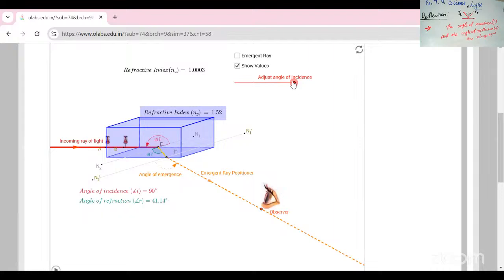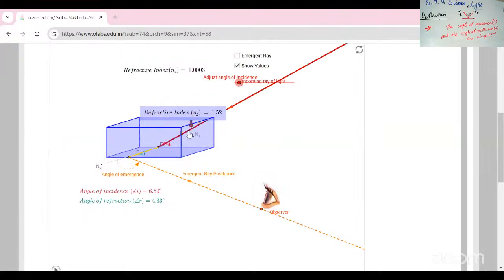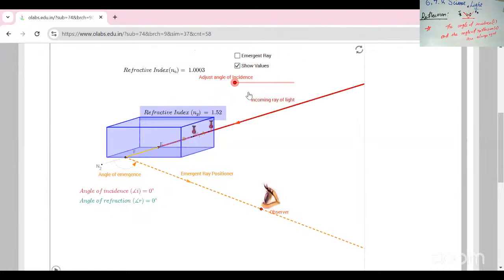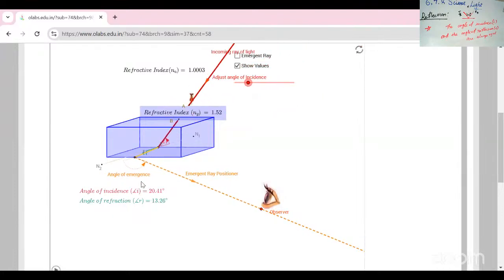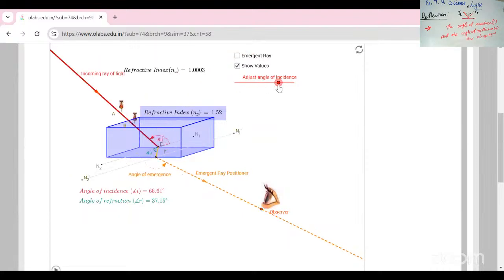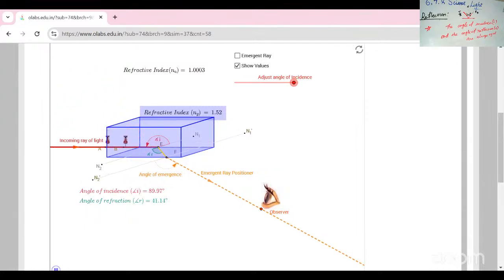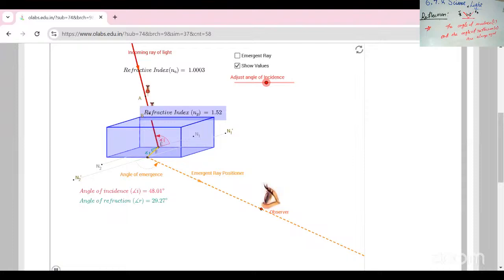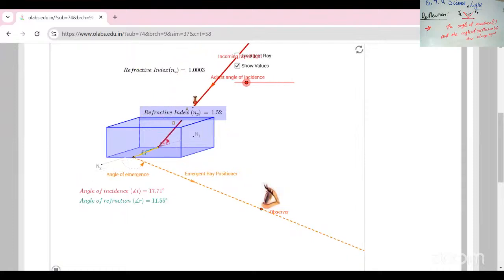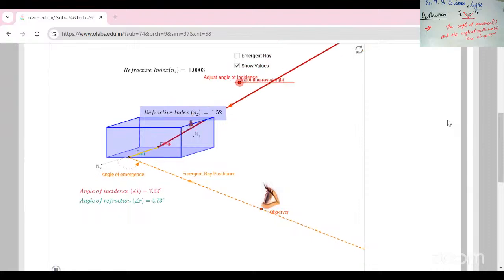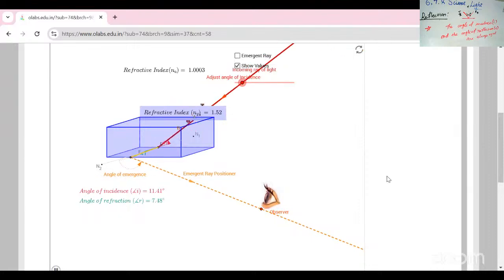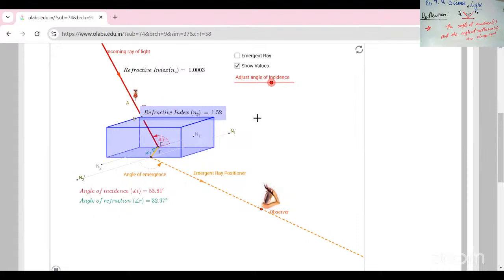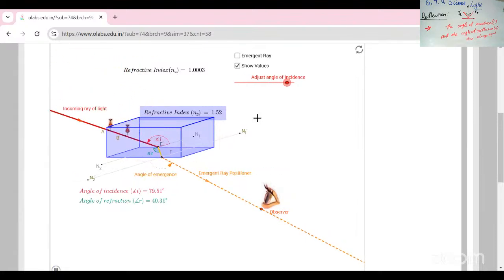When I pass the light from both sides, the angle of incidence and the angle of emergence differ. So this is the side part. Just I rotate it, see here, the light is rotated. So this simulation is the concept of Snell's law.